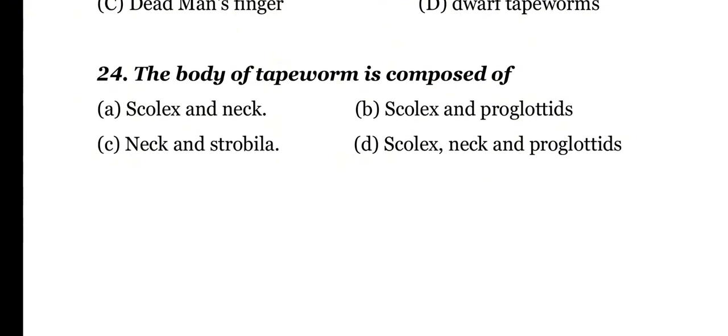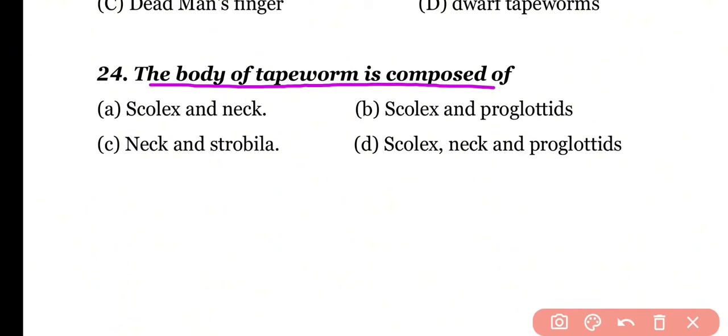Question number twenty-four. The body of tapeworm is composed of scolex and neck, scolex and proglottids, neck and strobila, scolex, neck and proglottids. Correct answer is option D. The body of tapeworm consists of scolex or head, neck region and proglottids.